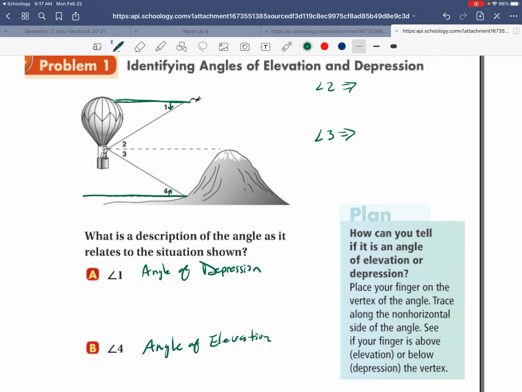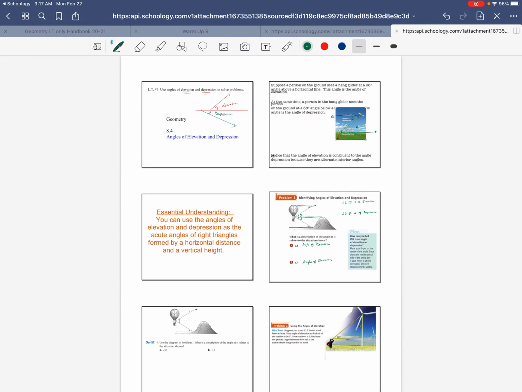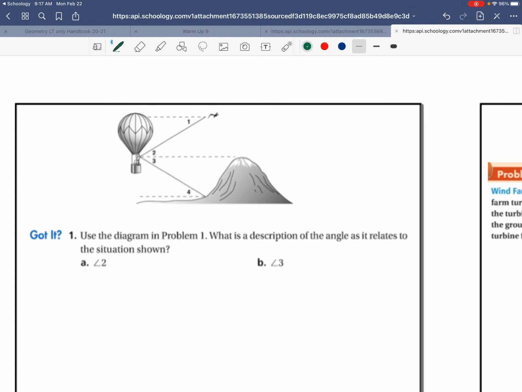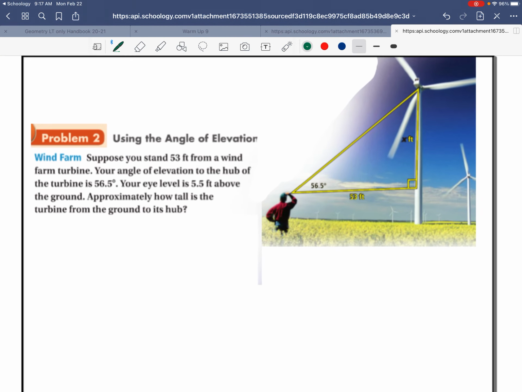For angle 2, this person is going from the horizontal view up to see the bird. Since they're going from the horizontal up, it's an angle of elevation. And angle 3 is from the horizontal down to see down here at the base of the cliff. Angle of depression. And we just did those two, so I'm moving on to this one.